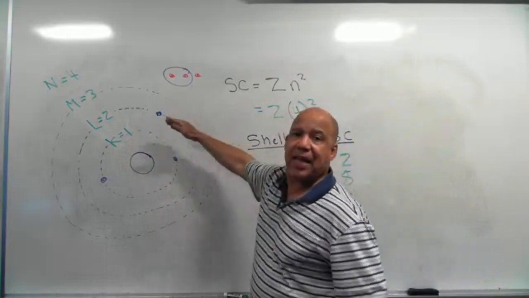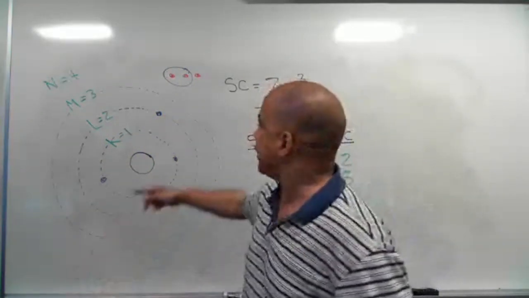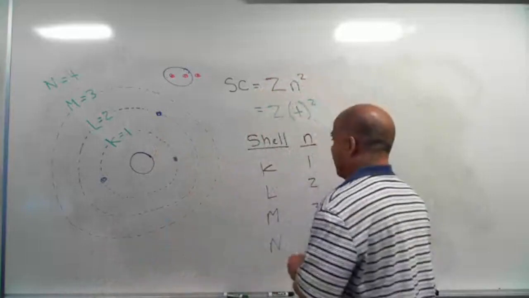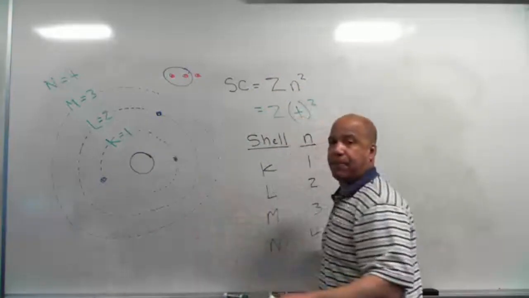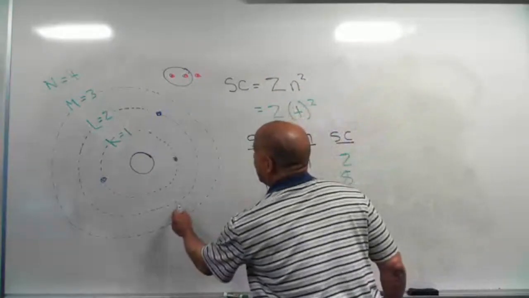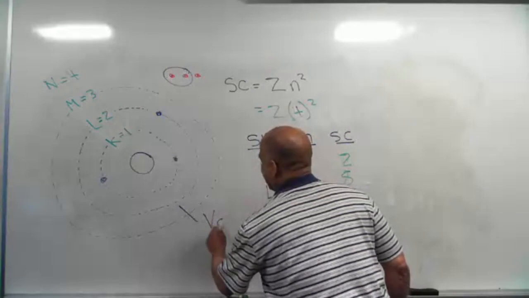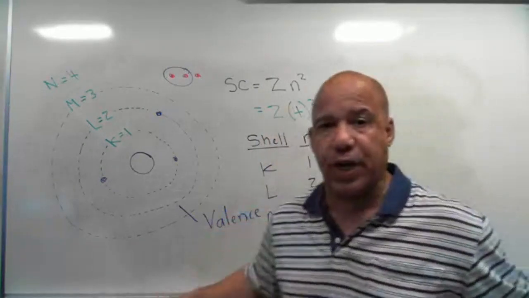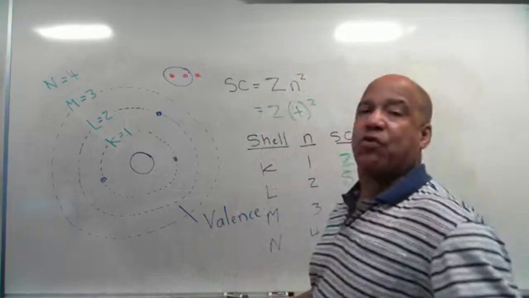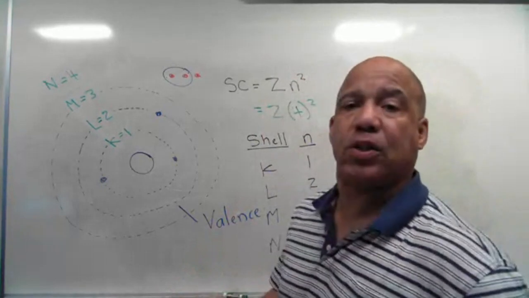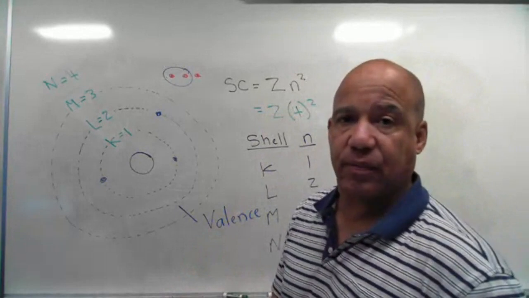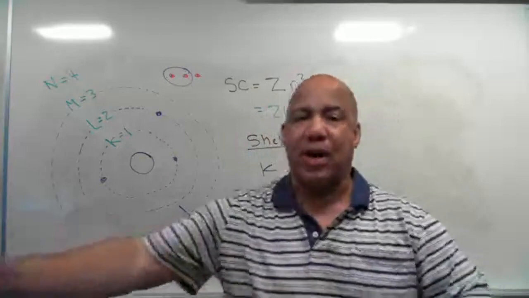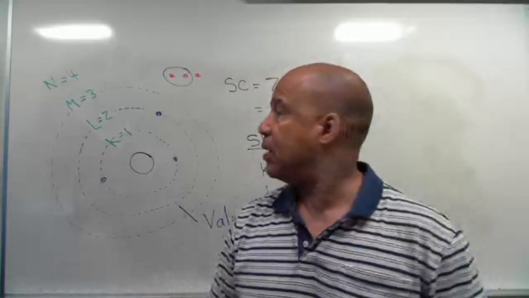The last shell that has electrons in it, in this case the L shell, that last shell is called the valence shell. That's important, the valence shell. So for this example I showed you, the valence shell is L. Valence means the outermost shell. And any electron in that valence shell, those electrons are called valence electrons. And valence electrons are important because they're going to help us identify what kind of electrical material we have.